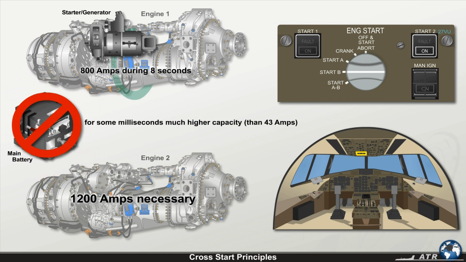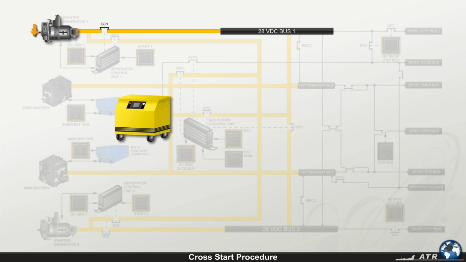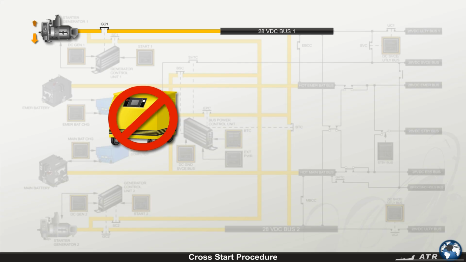This tells us that it is impossible to start an engine using only the opposite generator or without a serviceable main battery. Once one engine is running and the respective generator is connected to the DC electrical network, meaning that the external power unit, if used before, is disconnected, the other engine start is performed as a cross start.